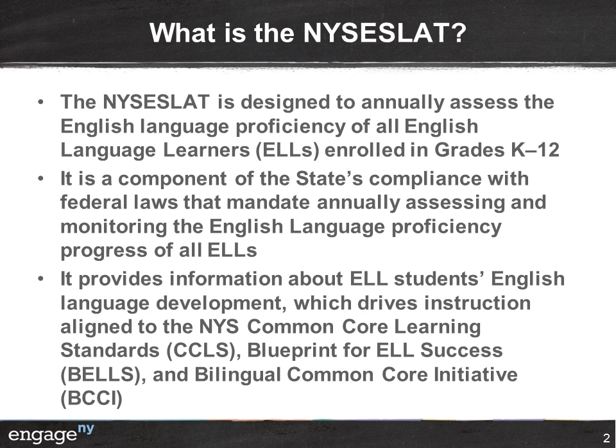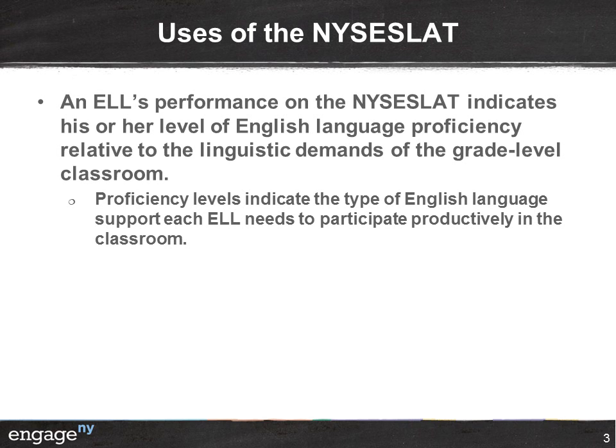The assessment provides information about students' English language progress, which then drives instruction that is aligned to the New York State Common Core Learning Standards, the Blueprint for ELL Success, and the Bilingual Common Core Initiative. Performance on the NYSESLAT results in a student being designated as one of 5 proficiency levels, which will be described momentarily. The proficiency level of the ELL student specifies the type of English language support that is required by the student.